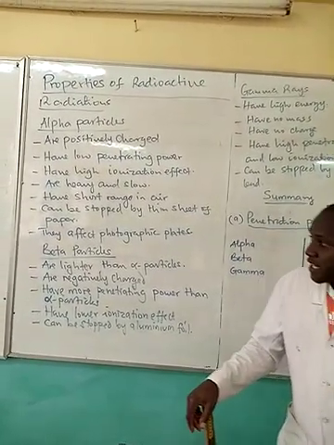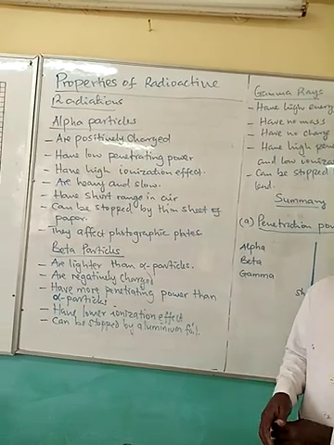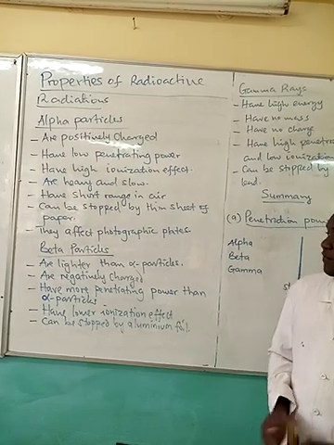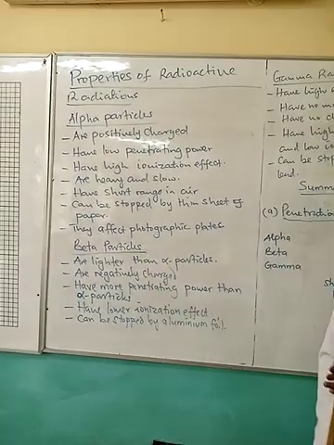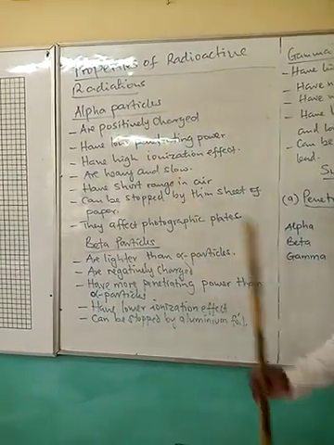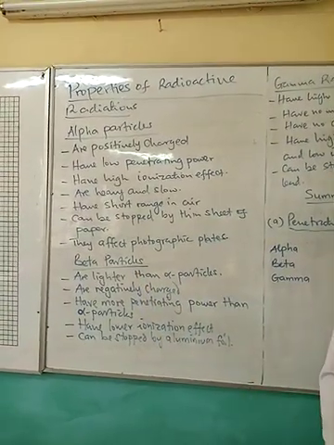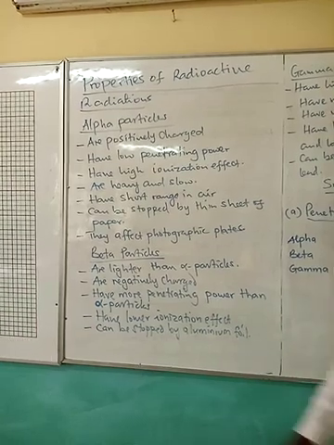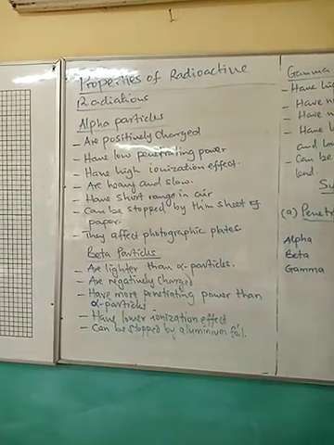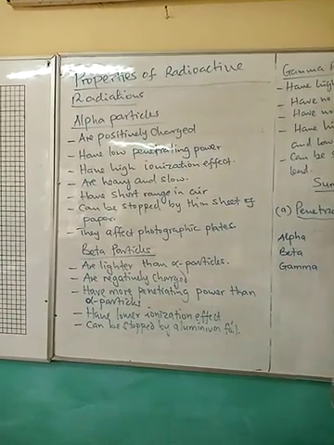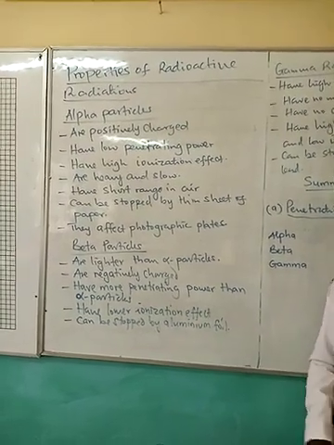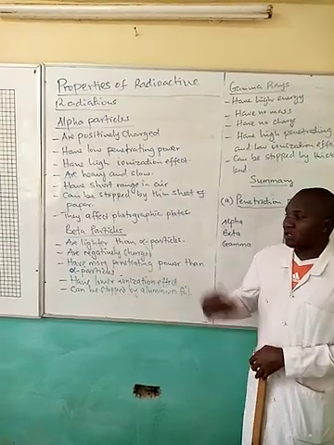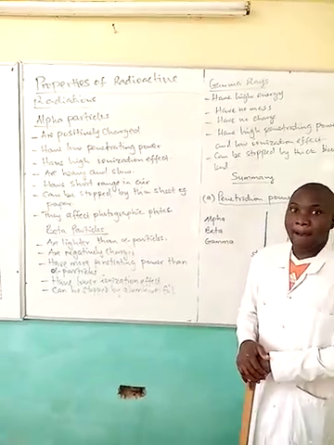Secondly, we look at beta particles. The properties of beta particles are almost opposite of what we have in alpha particles. One of them is that they are lighter. Alpha particles are heavy, but beta particles are lighter than the alpha particles. Then, beta particles are negatively charged. That also tells us that when placed in a magnetic field or electric field, they will be deflected. And of course, beta particles will be deflected towards the positive plate.